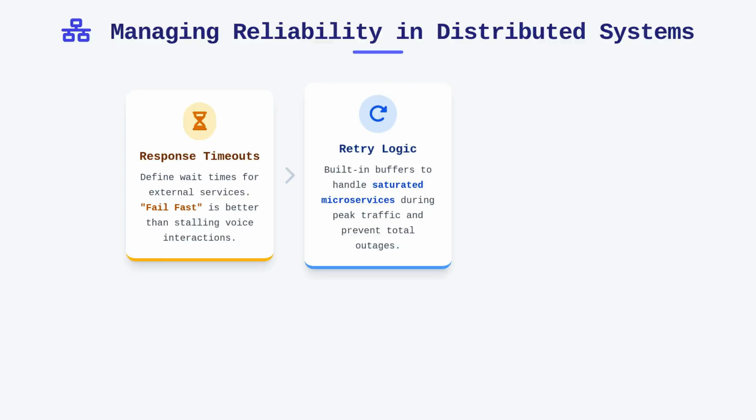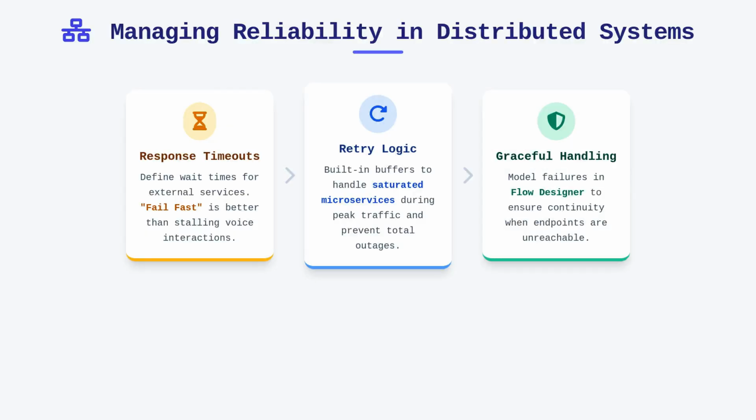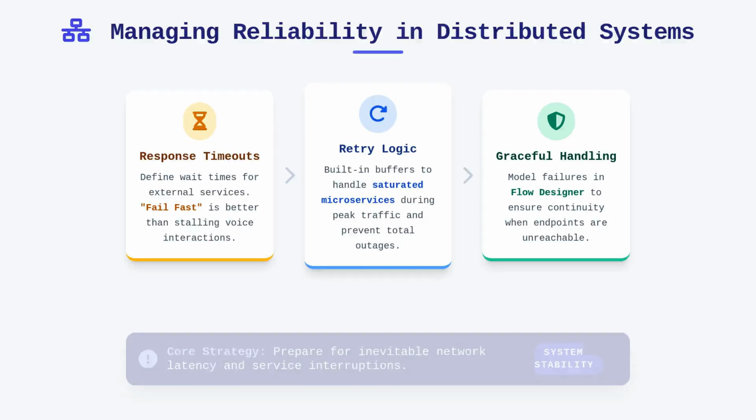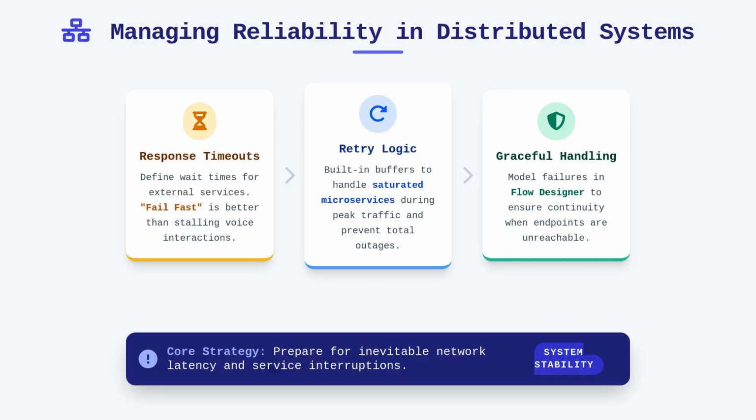During periods of peak traffic, downstream microservices often become saturated, and your retry policy acts as a buffer to prevent a total service outage. Always model your error handling in the Flow Designer so that the system gracefully handles scenarios where the integration endpoint is temporarily unreachable.